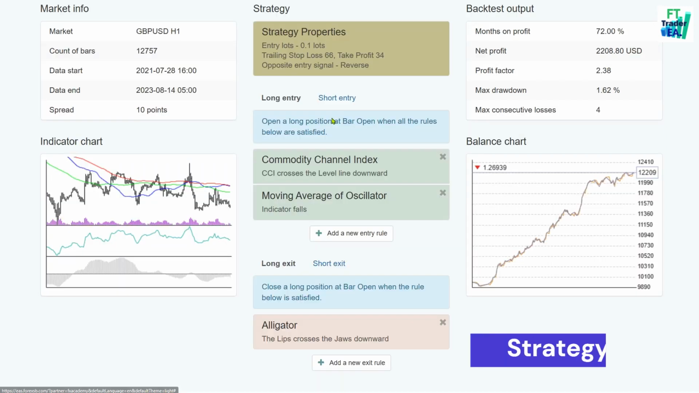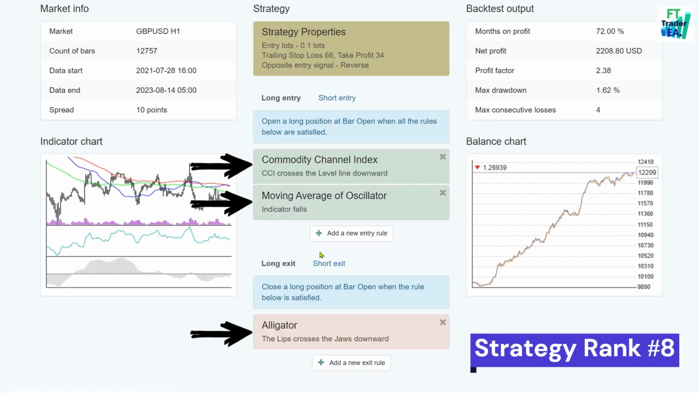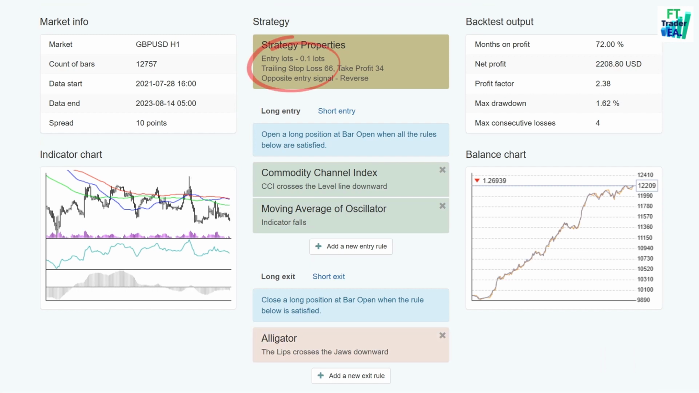Strategy ranked 8th. This strategy leverages the insights of 3 indicators. The stop loss is conservatively set at 66 pips, accompanied by a trailing stop. Interestingly, the take profit is positioned at 34 pips, roughly half the value of the stop loss. The strategy initiates a close position command upon encountering an opposing entry signal.